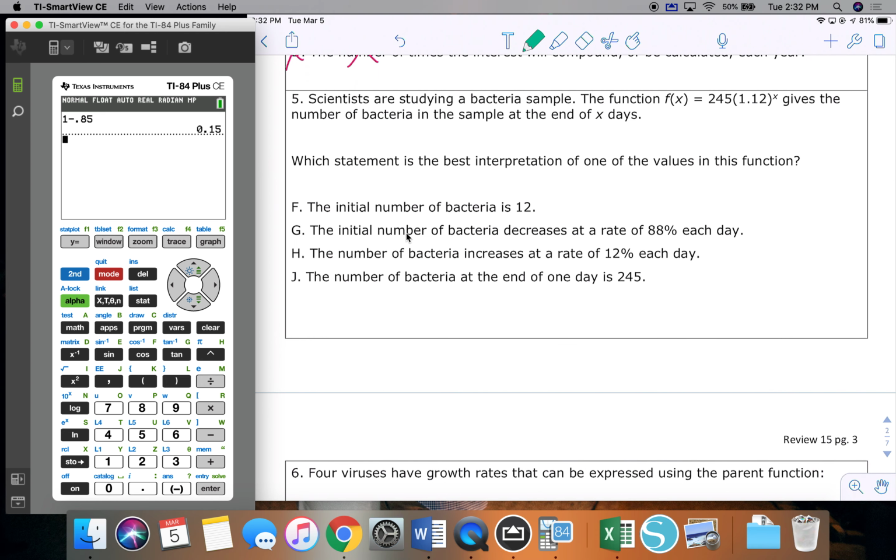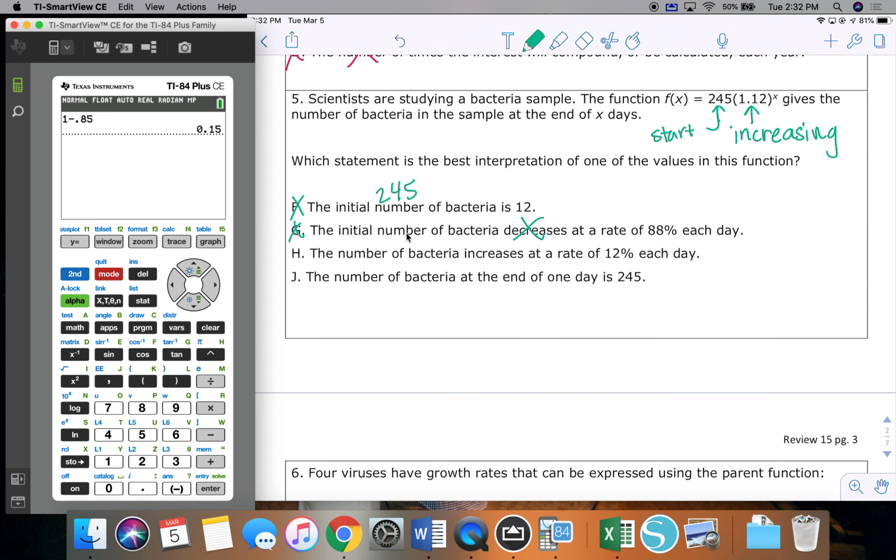Problem 5, we're studying a bacteria sample. The function f of x equals 245 times 1.12 to the x gives the number of bacteria in the sample at the end of x days. Which statement is the best interpretation of one of the values in this function? So the initial number of bacteria is 12. So is my starting number 12? No, my initial number is 245, so that's not right. The initial number decreases. Is this decreasing? No. This is increasing. I know it's increasing because it's bigger than 1.